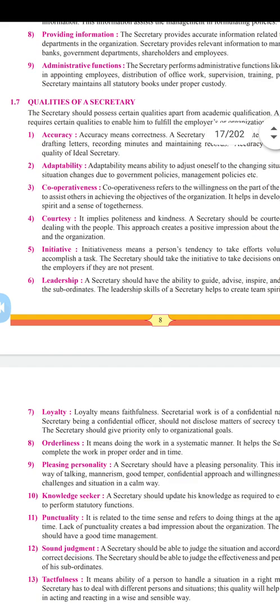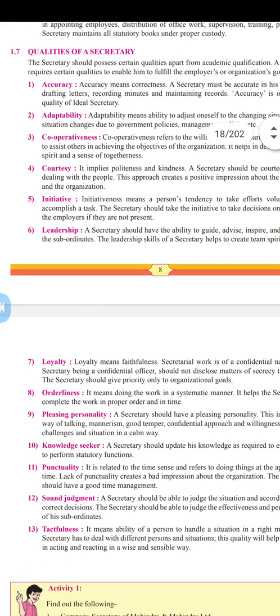Then we will learn about the qualities of a secretary. Different qualities of secretary. A secretary should possess certain qualities apart from academic qualifications. That means he should have the degree of CS, or at least a graduate, according to the requirement of the employer. But he should have the qualities of the secretary.